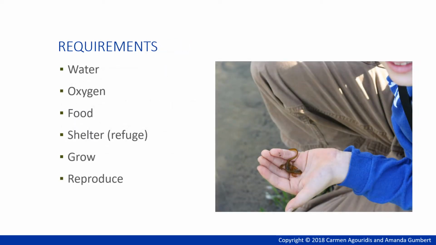When enhancing or restoring a stream in its riparian area, think of the habitat requirements that you will need to create, enhance, or restore. Think of what species you are trying to support. What type of habitat do these species require? In essence, aquatic species require water, oxygen, food, shelter, and an environment in which to grow and reproduce.